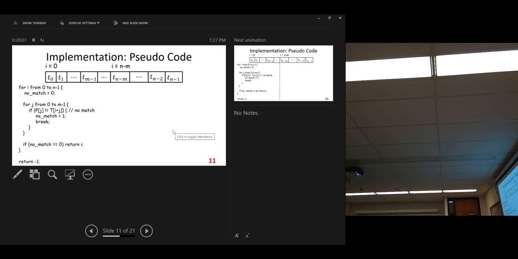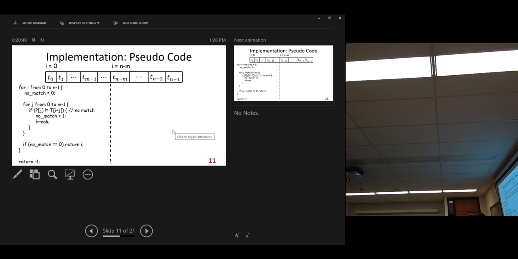After that, internally, if not equal, then it's no match. So we break. We get out of the for loop immediately. Then at the end, we check if the no-match variable equals 0 or not. If it equals 0, then we find a matching position.